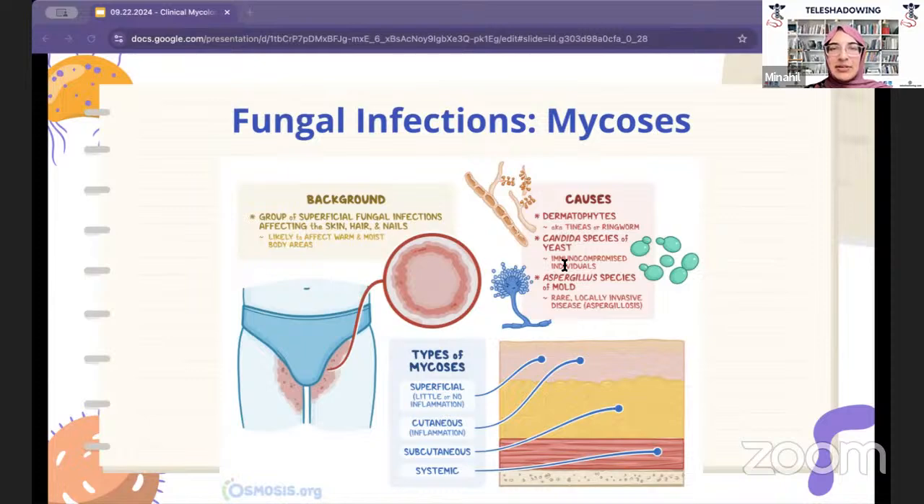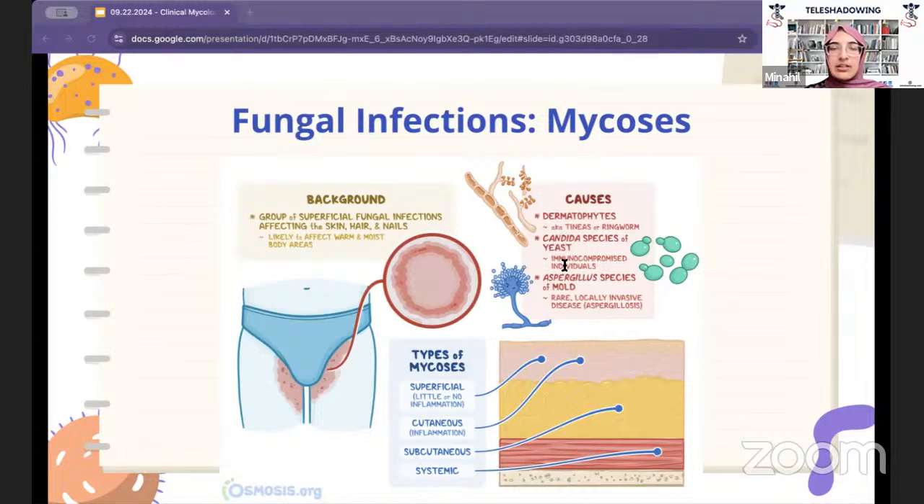And then systemic mycoses are infections that spread systemically throughout the body, and they affect internal organs like the lungs, the brain, the gastrointestinal or GI tract. They're generally caused by opportunistic fungi, and they're much more serious than other types of mycoses. I'll define what an opportunistic fungus is in a later slide. So just remember that at the back of your head.